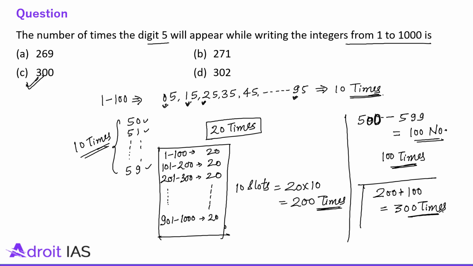The correct answer is C option. This is a good example of number system, right? So we should be familiar with these types of questions to solve them in the examination in less time, right? Alright, now let's talk about the next question.